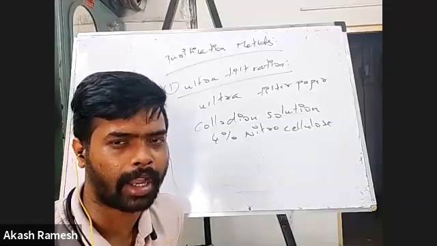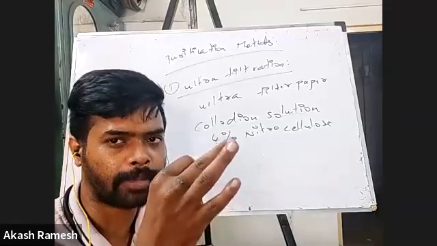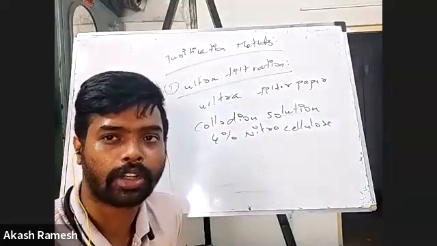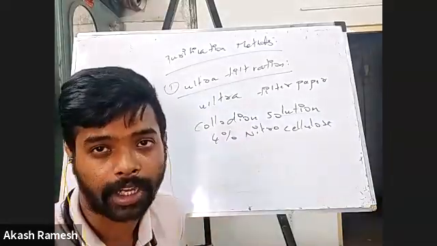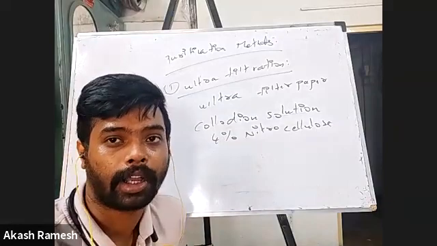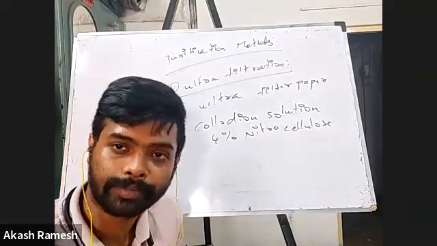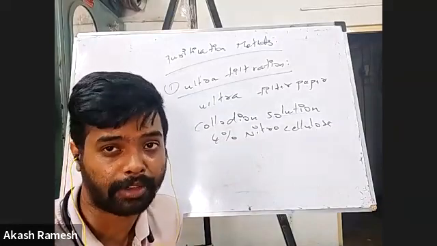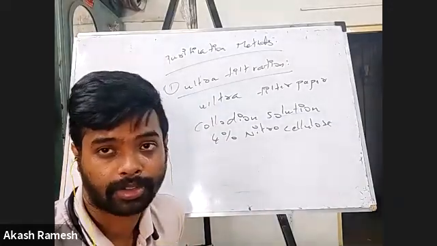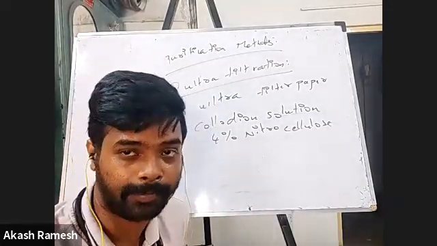Understood? Very simple. Again I repeat: you have normal filter paper, you dip it in the collodion solution, you dry it for a while, you get your ultra filter paper, and with the ultra filter paper you go for filtration. That is how you purify your colloidal solutions. So that is the first method.